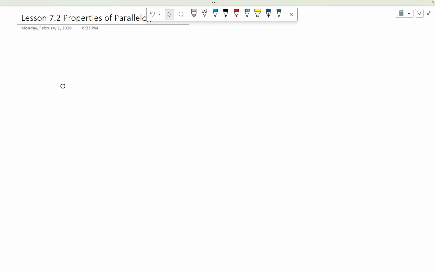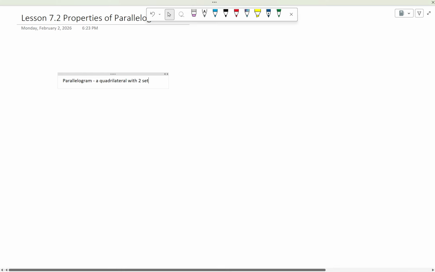Primarily, we can divide all the world of quadrilaterals into: is it a parallelogram or not? A square is a very specific instance of parallelogram. So let's talk about what a parallelogram is in the first place. A parallelogram is a quadrilateral with two sets of opposite sides that are parallel.